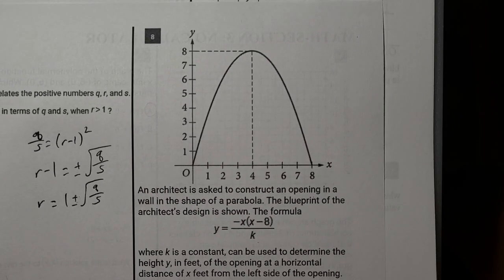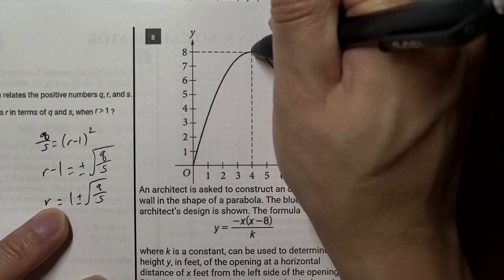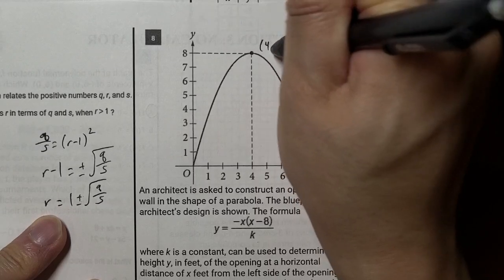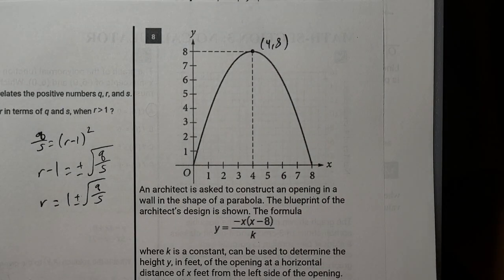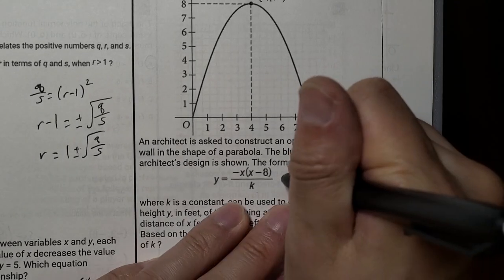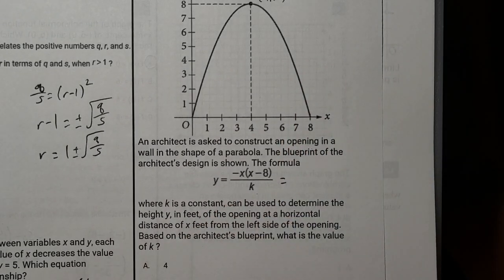We know the vertex of this parabola is 4, 8. That should help us. This is why I'm doing this live. I'm thinking out loud how to solve this. What is the value of k?